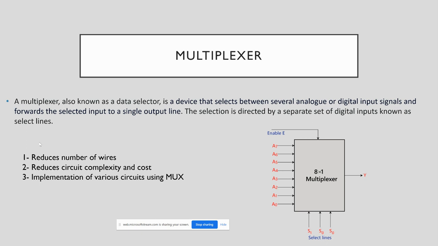So why do we use it? Because it reduces the number of wires, it reduces the cost and complexity of the circuit. Also, it allows us to implement various different types of circuits.